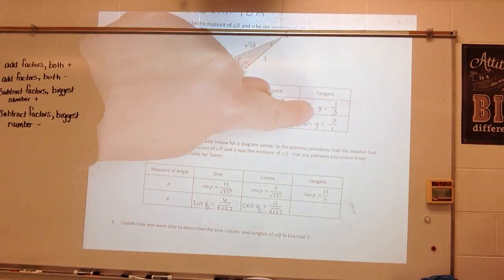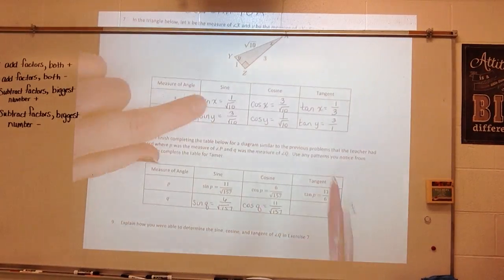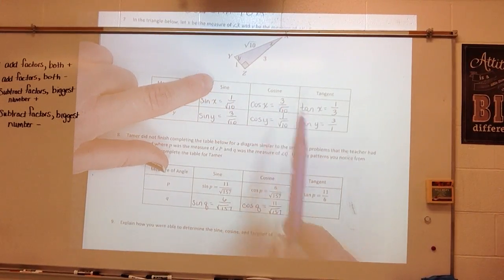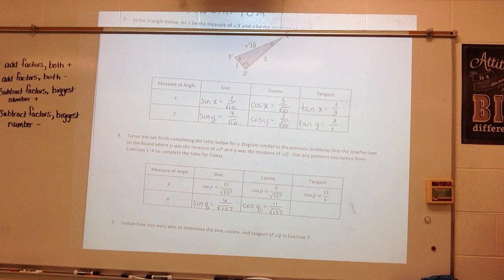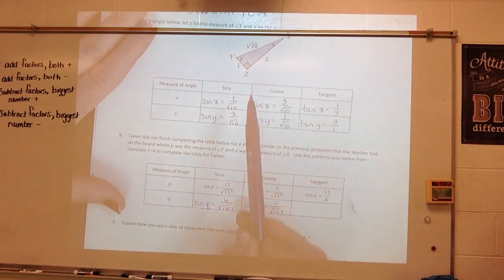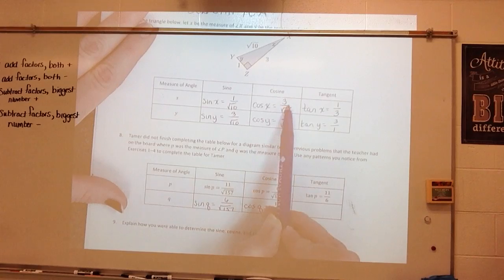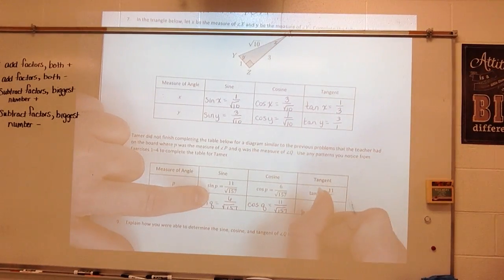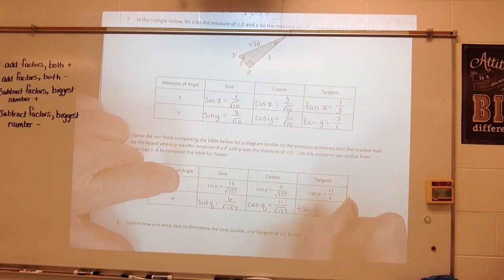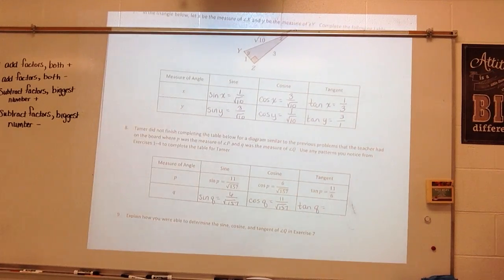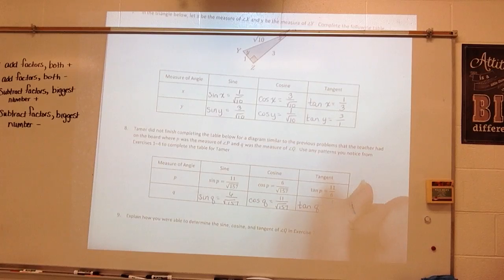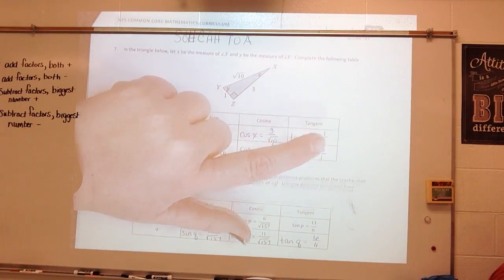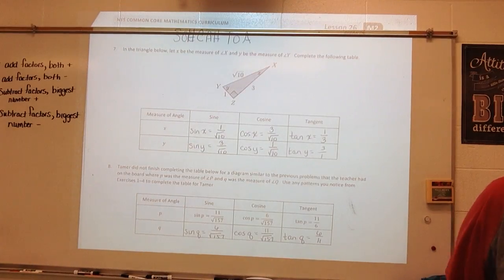Alright, and then what did we figure out about the tangent? Guys, tangent is the top number of the sine over the top number of cosine. So the tangent of Q would be 6 over 11. Or if you didn't notice, they're opposites here. They're opposites.